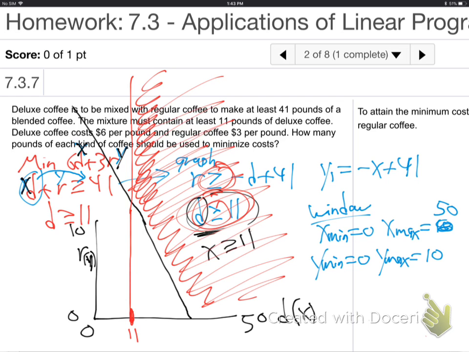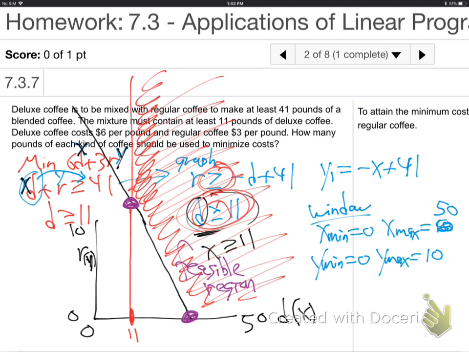And now what are we supposed to do? Find the corners of the shaded region. What are the corners? This is a corner, and this is a corner. Those are the only two corners of what's called the feasible set. The shaded region is called the feasible set. Meaning this is the feasible region, the region that's feasible, that's allowable, that's possible. This is the region where they could do the coffee.